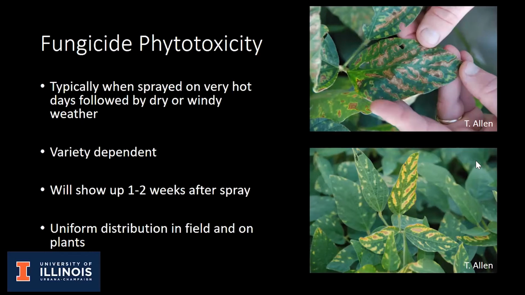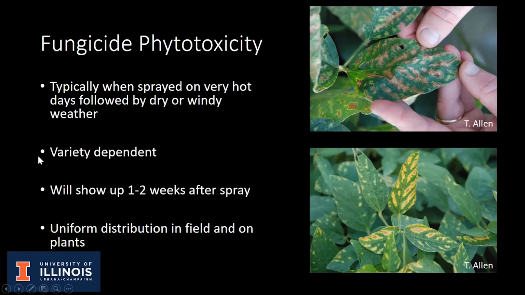One thing that can mimic it is fungicide toxicity. This might not be something we see in a lot of parts of the state, but further down in the southern parts of the state, we might see some of this. Typically, it happens when we're spraying specific products on our soybean foliage on really hot days. If it's really hot or dry and windy after that application, the fungicide gets taken up into the tissue really quickly, and it causes a burn on the foliage and interveinal necrosis, which can look a lot like sudden death syndrome and some of these other diseases we have.